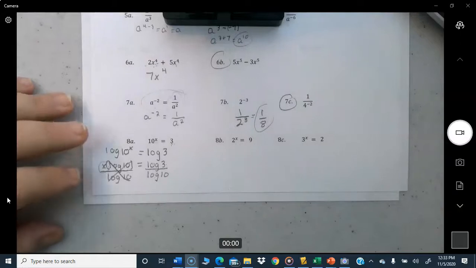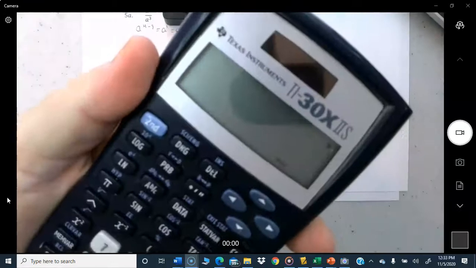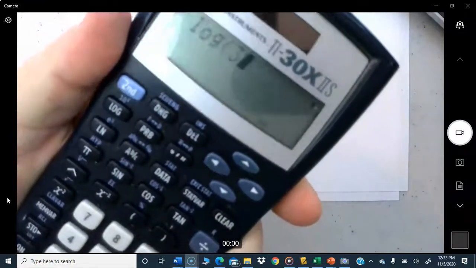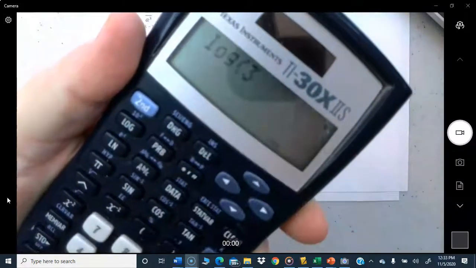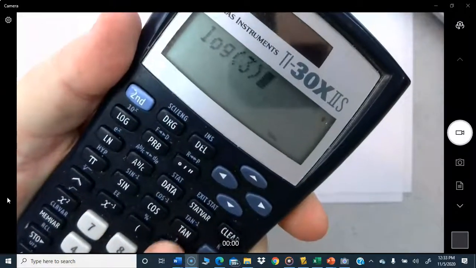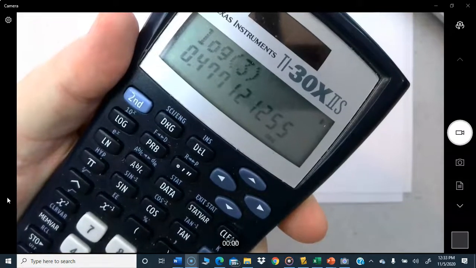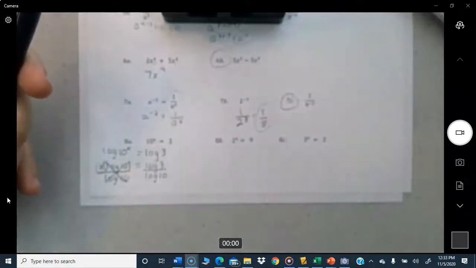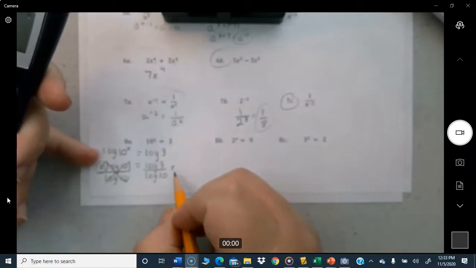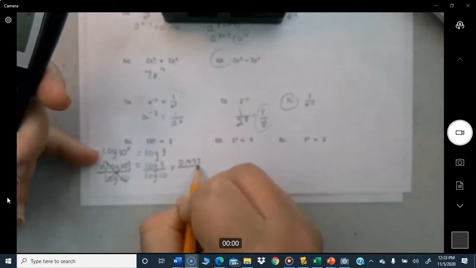I do that on the calculator, and I'll show you how I do that. Okay, so I hit the log button up here, and then 3, and it opens up a parenthesis, so I have to close that parenthesis. And so it gives me the log of 3 equals 0.477. Okay. 0.477 over the log of 10.